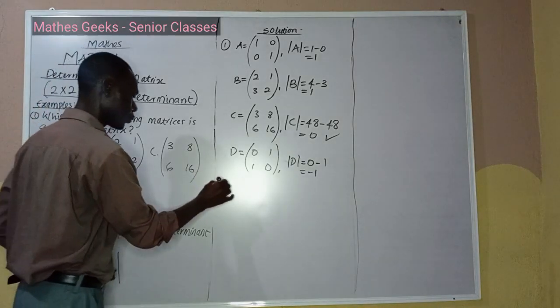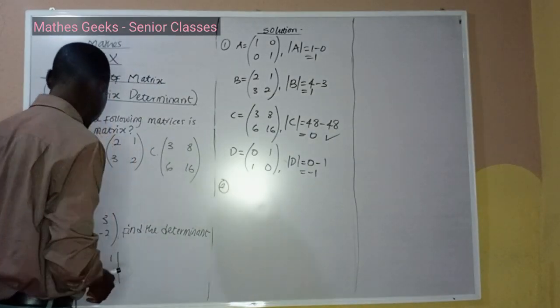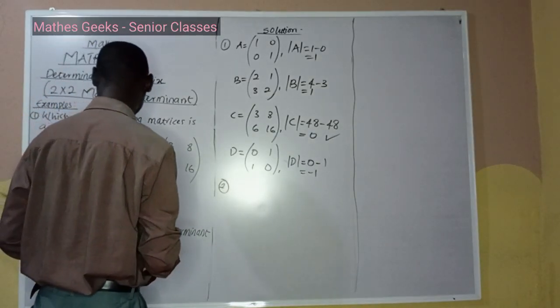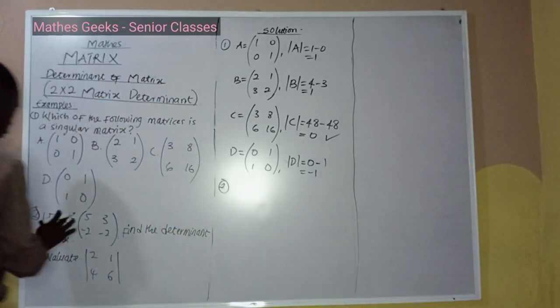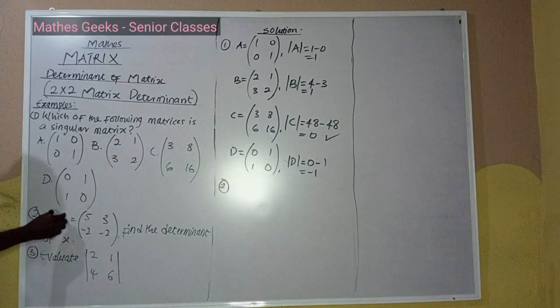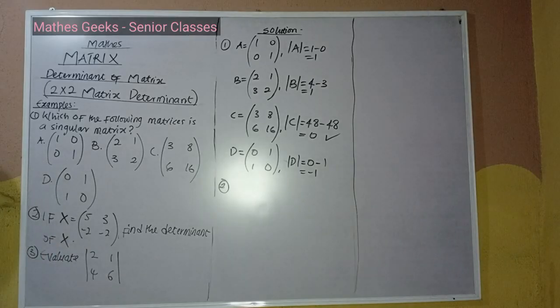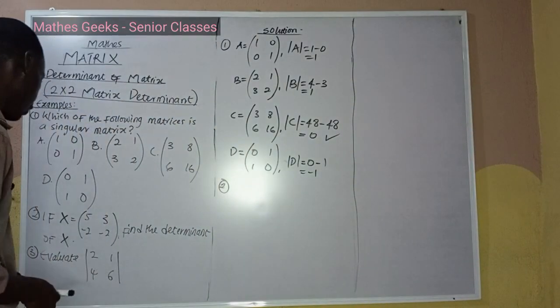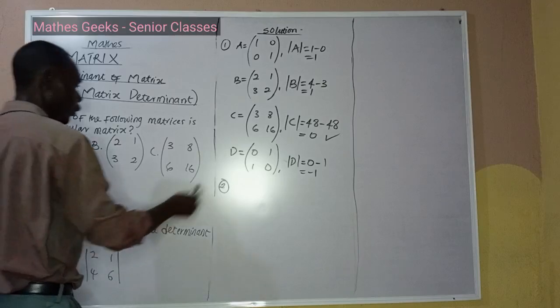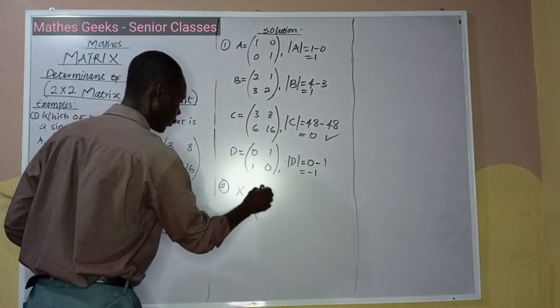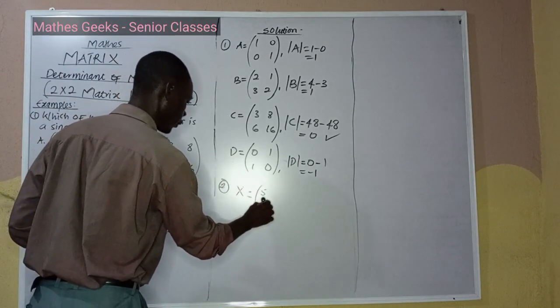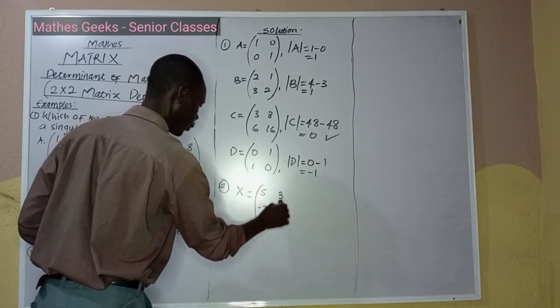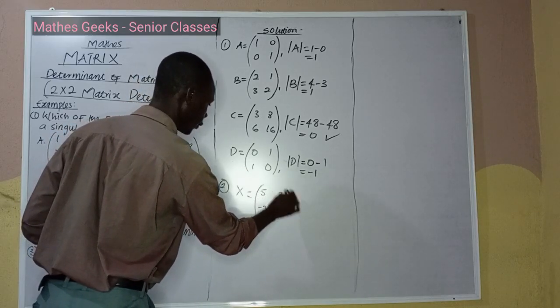Number 2, if x is equal to 5 minus 2, 3 minus 2, find the determinant of X. Note that we don't represent a matrix with a small letter, it is a capital letter. So X is equal to 5 minus 2, 3 minus 2.